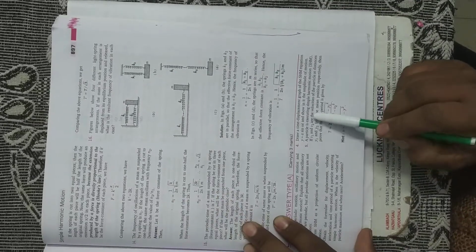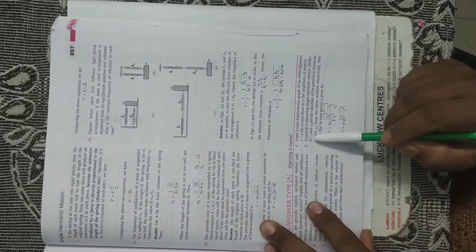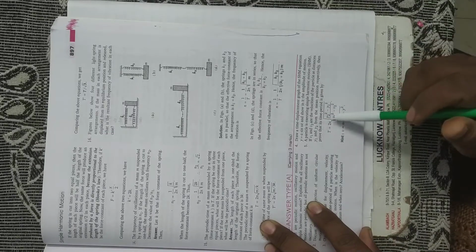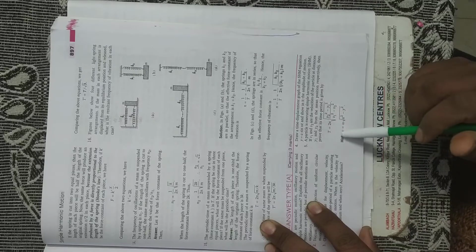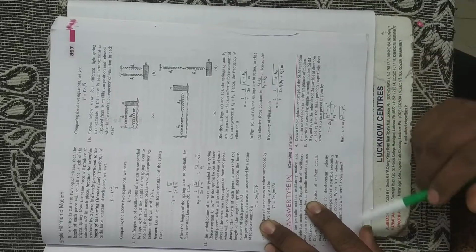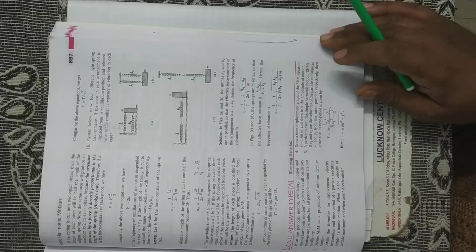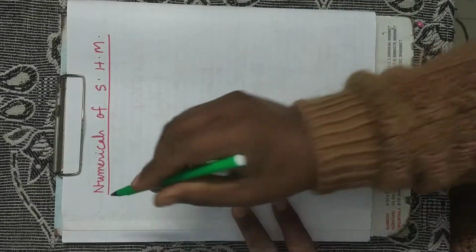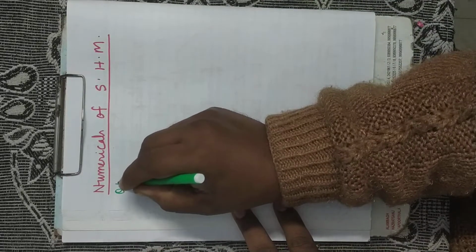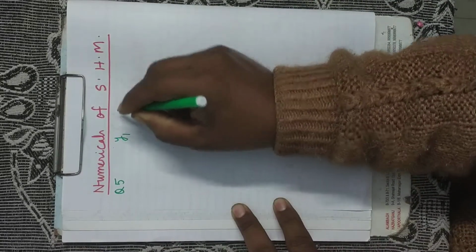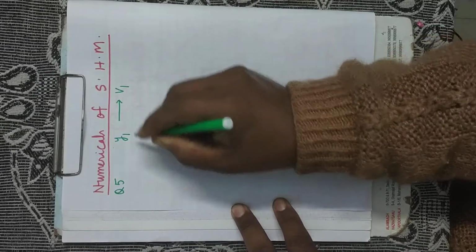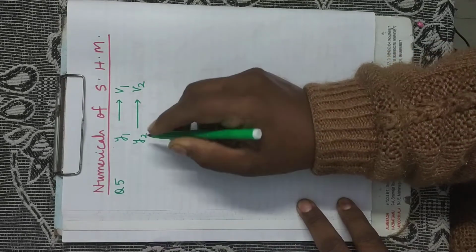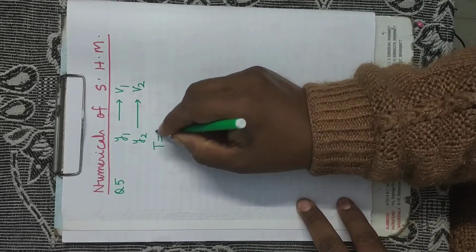A particle is executing SHM. If V1 and V2 are the velocities of the particle at the distances y1 and y2 from the mean position, then prove that time period is this. It's clear. Here, when the particle is at a distance y1 from mean position, its velocity is given v1. And when it is at a distance y2 from mean position, velocity is v2. And you have to determine time period.